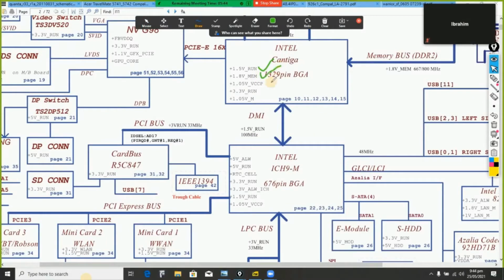This is 1.5, 1.8. We now know where this 3.3 is coming from. This 1.05 as well, we know where it's coming from. We've talked about all of this as well. We've not talked about this one, RTC, very, very important. We are still coming there. We've talked about how this one is generated, this 1.5 and 1.05. So do we now understand all this clearly?